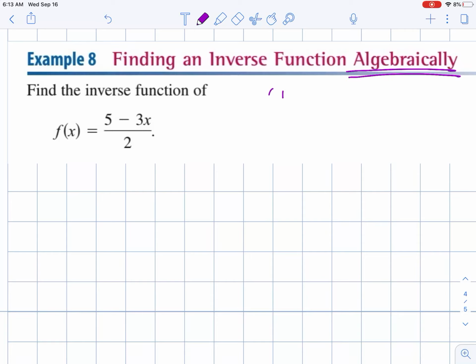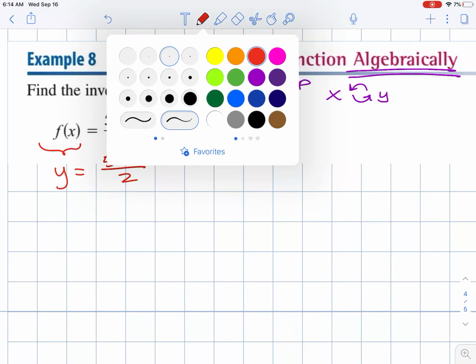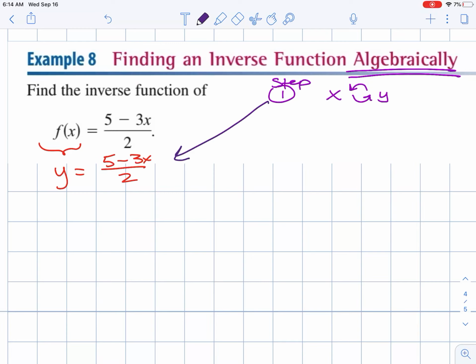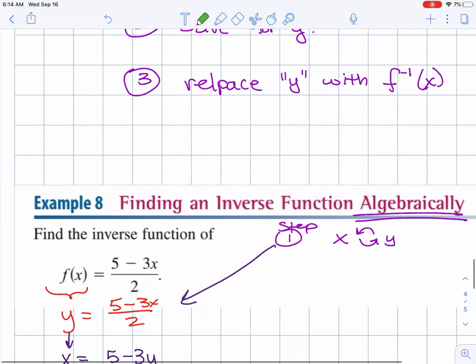It says find an inverse function algebraically. So remember, again, our first step was switch the values of x and y. And I know you're thinking, Mrs. Elzerulo, there's nothing that says a y here. Well, remember that f of x is really the fancy way of saying y. So here's our y. And now we're going to do this step. We're going to switch. Whenever I see y, it becomes an x. Whenever I see x, it's going to become a y. Okay, so there's step 1 done.